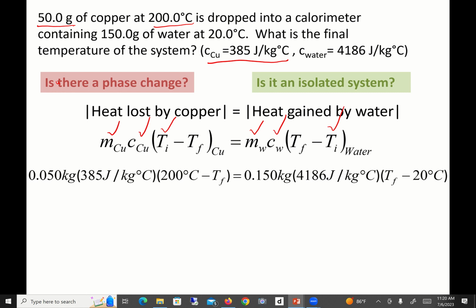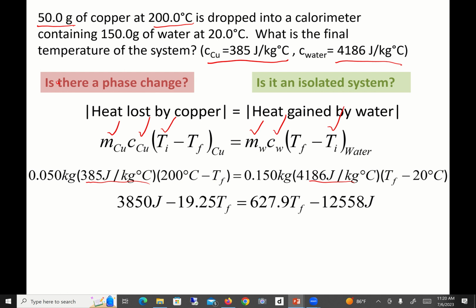So I know everything except T final. So let's put in my numbers. I've got 0.050 kilograms of copper. The specific heat of copper is 385 joules per kilogram degree C. Put in my initial temperature of 200 C. On the right side, I put 0.150 kilograms of water, 4186 joules per kilogram degree C is the specific heat. Then I've got TF minus 20. So here I've got an equation. It's a complicated equation, but it's only got one unknown in it. It's got TF. So let's first do some multiplication through to get the problem simplified a bit.